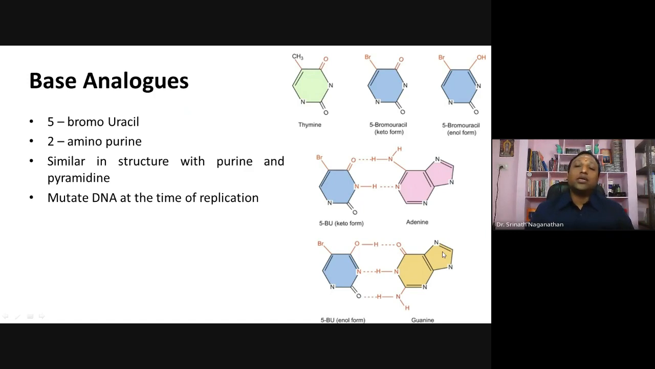So the keto form of 5-bromouracil can pair with adenine, and the other form can also pair with guanine. So triple bond formation can occur, as well as double bond formation with adenine and guanine here. Due to this, many changes occur in our system: replication can be altered, that is, a particular gene expression can be altered, and the transcription as well as translation process can be affected by this particular damage.